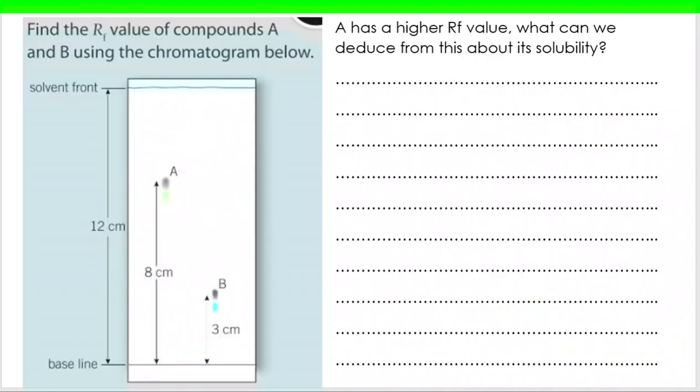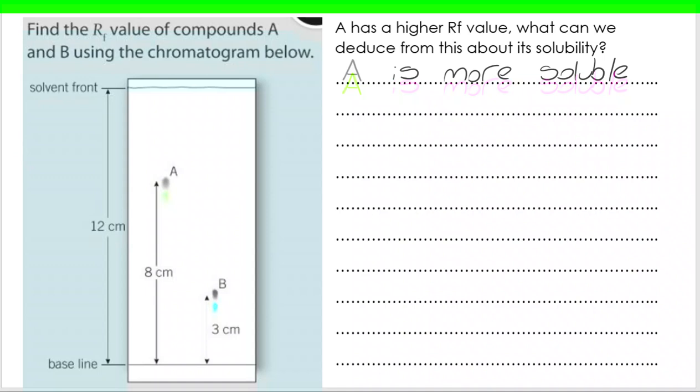So let's have a look at this. We have got A and we've got B. We've got the solvent front travelling 12 centimetres. A has travelled 8 of those 12 centimetres. B has travelled 3 of those. A has a higher RF value. What can we deduce? Well, A is more soluble. That's important to know, and I'm going to talk more about why in a second.